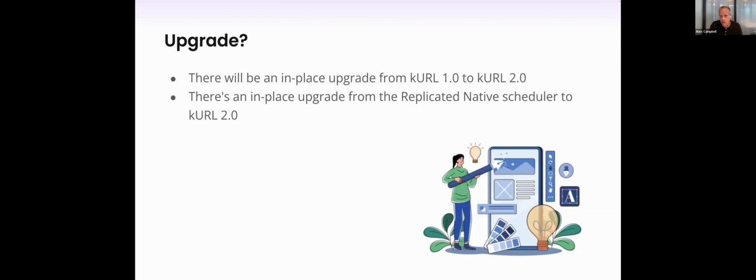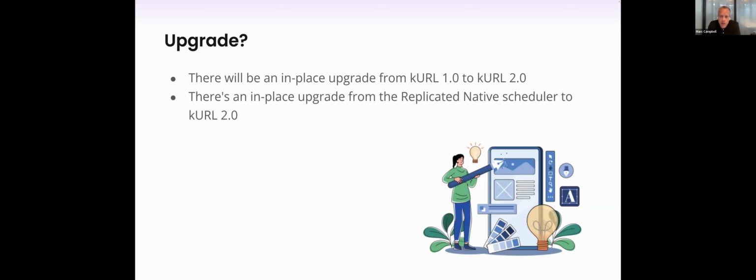Upgrades. Absolutely, there's going to be an upgrade from kURL 1 to kURL 2, in-place upgrades. So assuming there's still sufficient hardware to run it, you'll be able to treat this the same way you would treat a Kubernetes 1.26 to 1.27 upgrade today in kURL. You'll be able to switch to kURL 2 in place, and we'll be handling that.